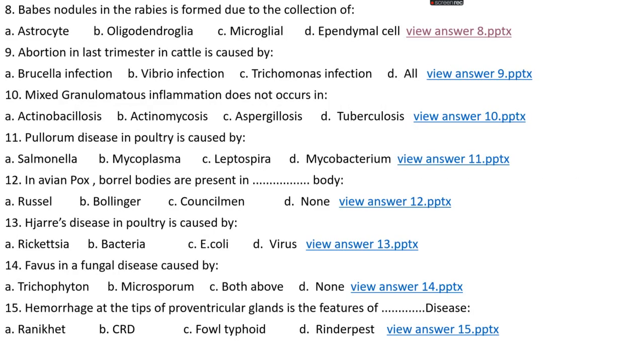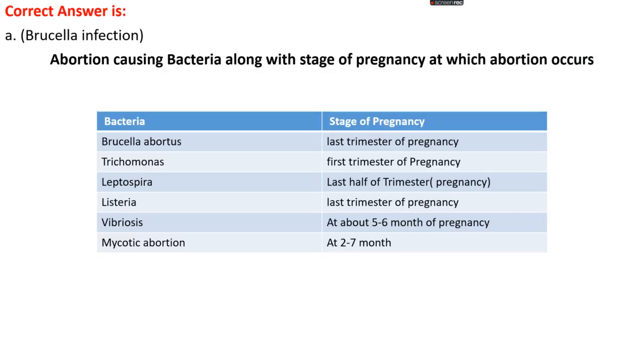Okay. Question number 9. Abortion in the last trimester in cattle is caused by option A. Brucella infection, option B. Vibrio infection, option C. Trichomonas infection, option D. All. The right answer is option A, that is Brucella infection.